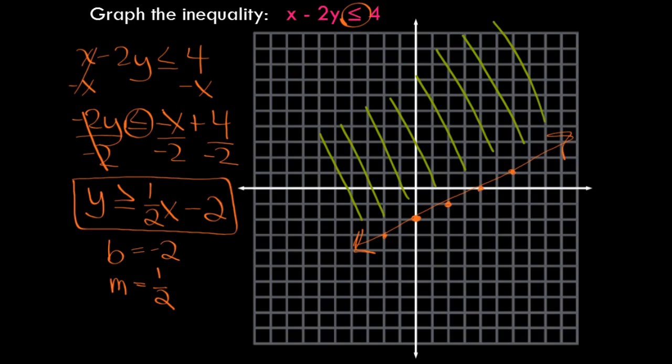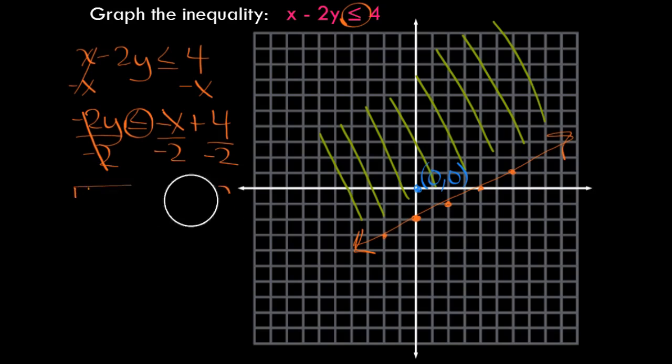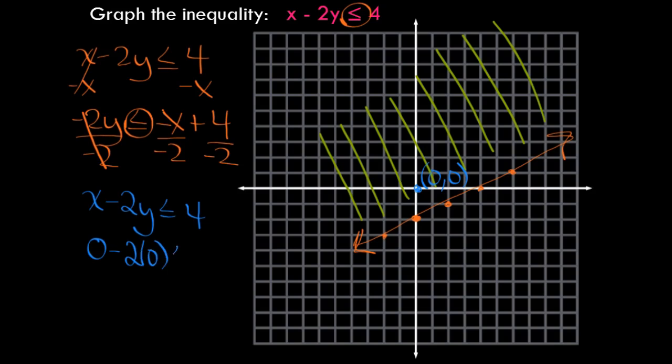Alright, now I want to check. So again, 0, 0 is in my solution. So let's check that again. I'm going to take my blue, 0, 0, and check it. Kind of ran out of room here, so I'm going to erase some stuff. That's okay, because I want to check it with my original inequality anyway: x minus 2y is less than or equal to 4. So I'm going to put a 0 in here. Minus 2 times 0 is less than or equal to 4. This ends up just being 0 is less than or equal to 4, which is true. So we shaded the correct side.